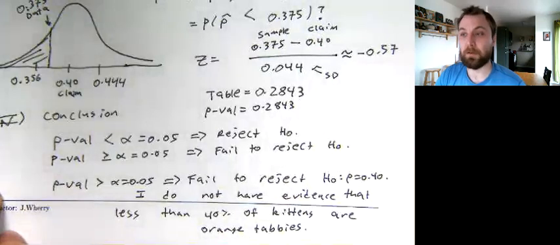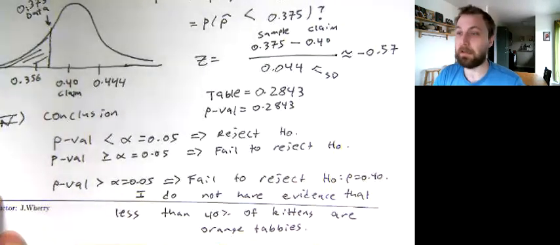Just as a note, if this thing was shaded to the right, again, I would do 1 minus this table value to get my p-value. If it was a two-tailed test, I would want to take that size of that left tail and multiply it by 2 to get both of the tails.